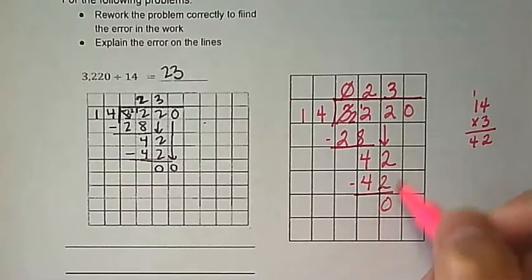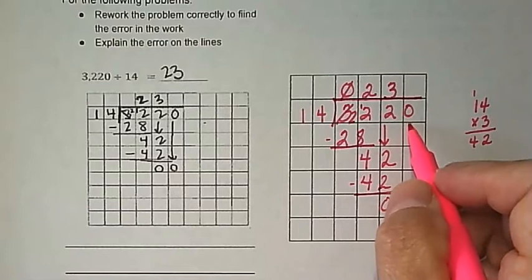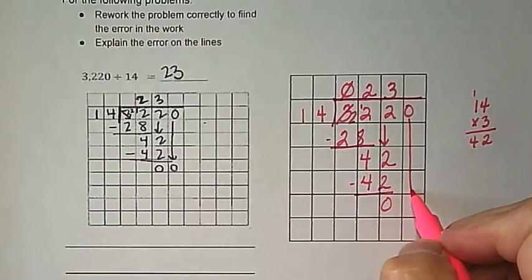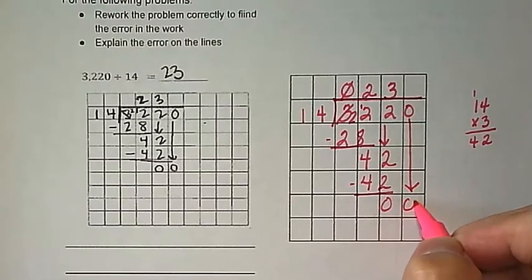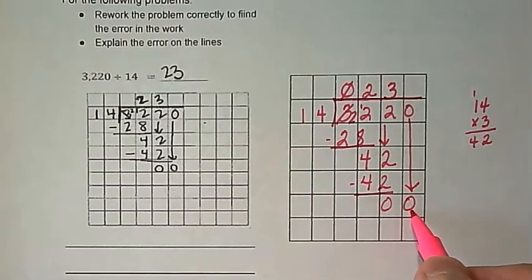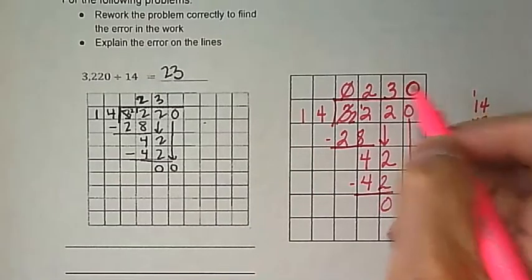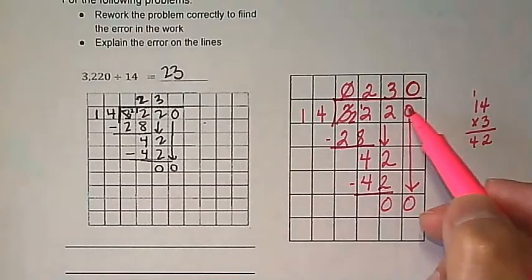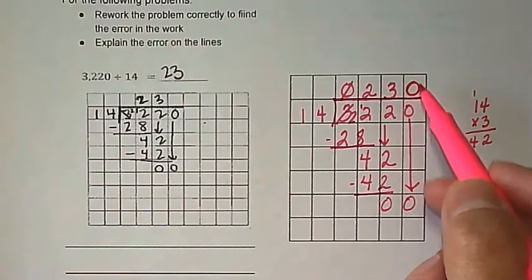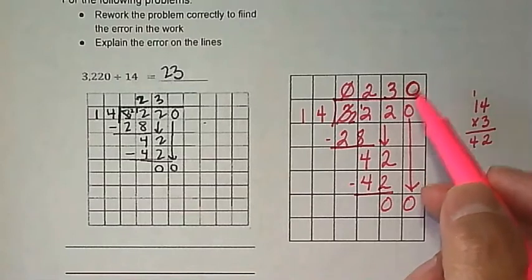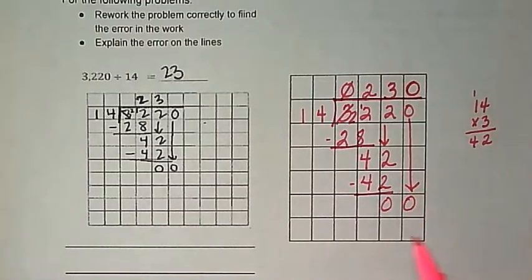Now, we have a 0 here, but we can't just quit because there's another number to bring down yet. So we have to bring that down. And 14 goes into 0 0 times. So we have to mark that with a 0. Don't forget to do that. If you've got a 0 hanging out over here, you have to put your answer, 14 times 0 is 0. We could go ahead and do this subtraction if we wanted to, if it makes us feel better. 14 times 0 is 0, subtract, and there's nothing to bring down.